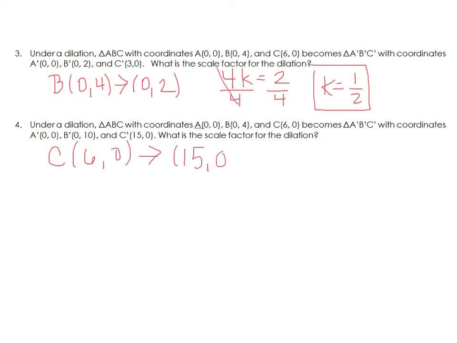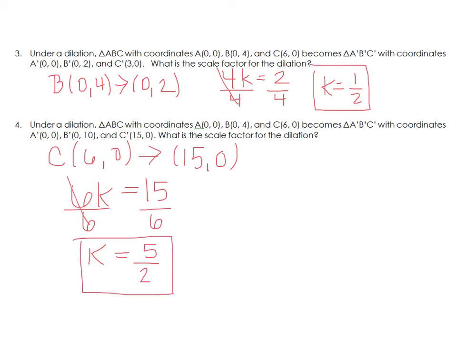I can't compare the y-coordinates because there's no change, but I did start with 6. I multiplied by some scale factor, again, we're just going to call it k, and it gave us 15. To solve this, divide both sides by 6. Reduce your fraction. 15 over 6, those are both divisible by 3, so that'll be 5 over 2. We usually leave it as a fraction. Technically, that's the same as 2.5, but I'm just going to leave it as 5 over 2.